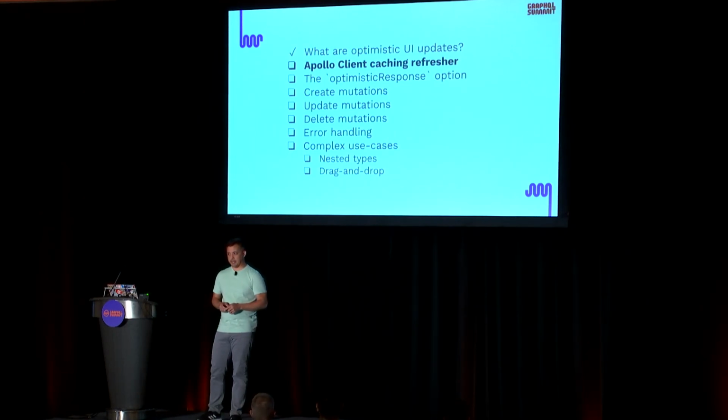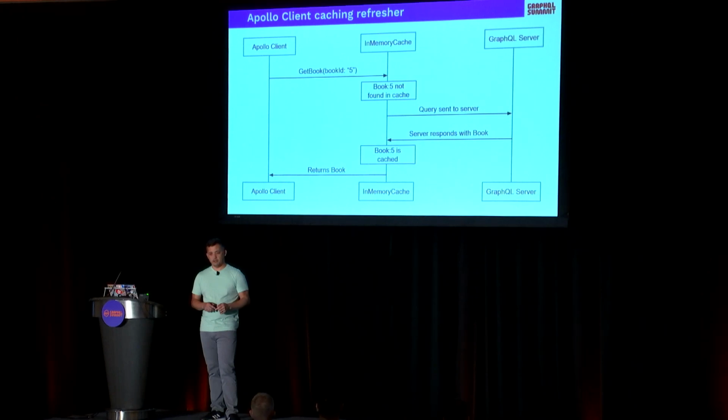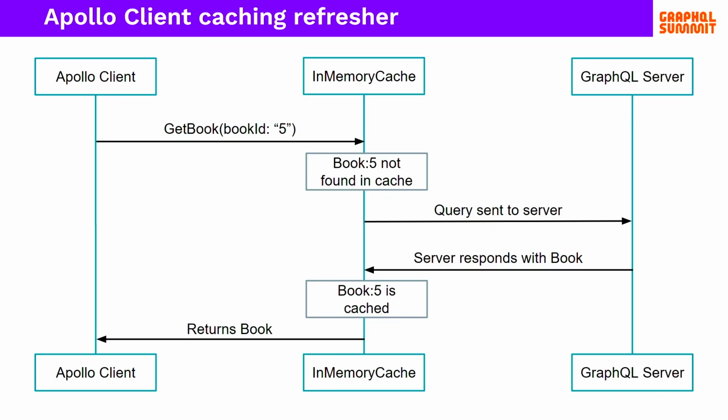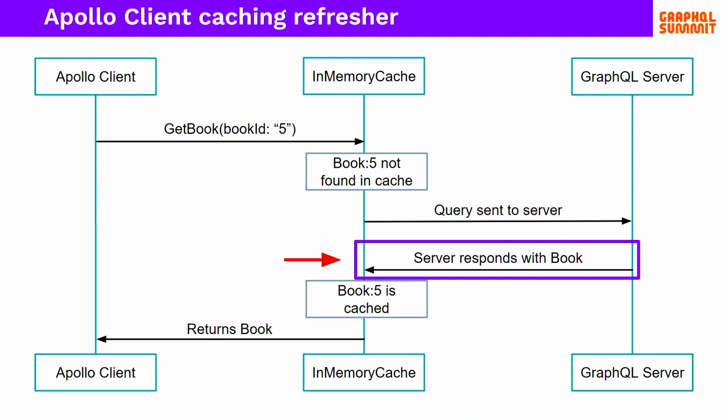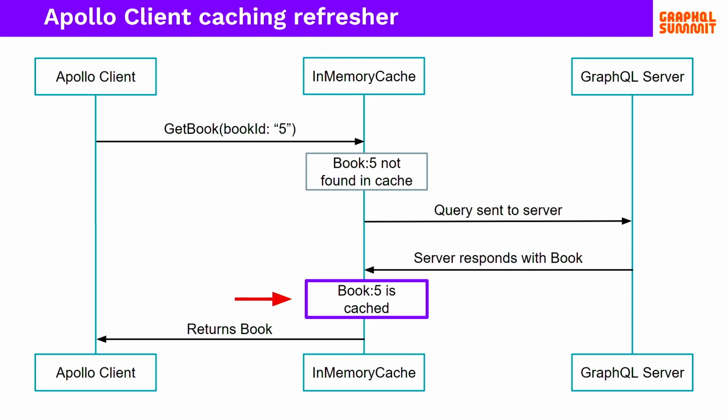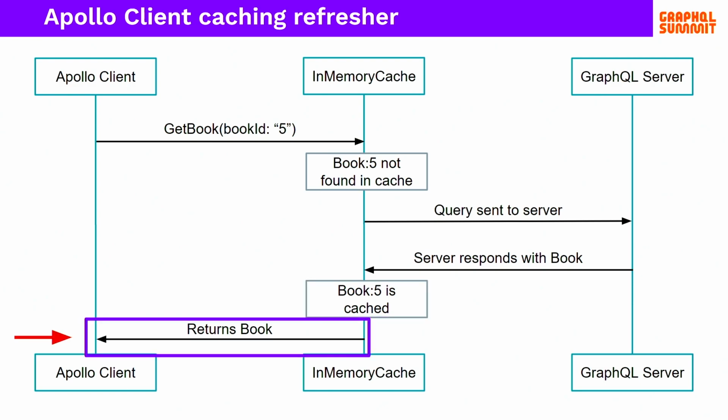So looking at the client-side cache now, if you've looked at the Apollo docs, this should look familiar. And this is the standard process for any query, whether it's a book with the ID of 5 or really any of your data. So first, the Apollo client requests a book with the ID of 5 from the in-memory cache. And it's not found in there because this is the first time that's been queried. So then the query goes off to the server. Server eventually responds with the book, and then it's put inside that in-memory cache. And then the book gets returned back to our UI, triggers a re-render.